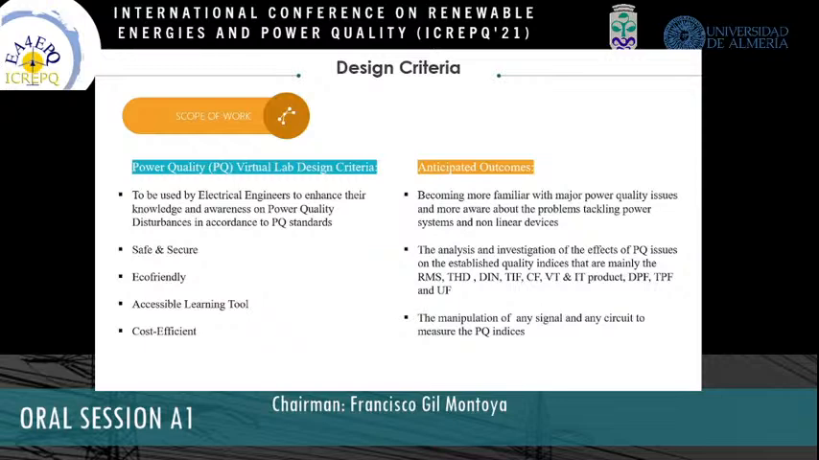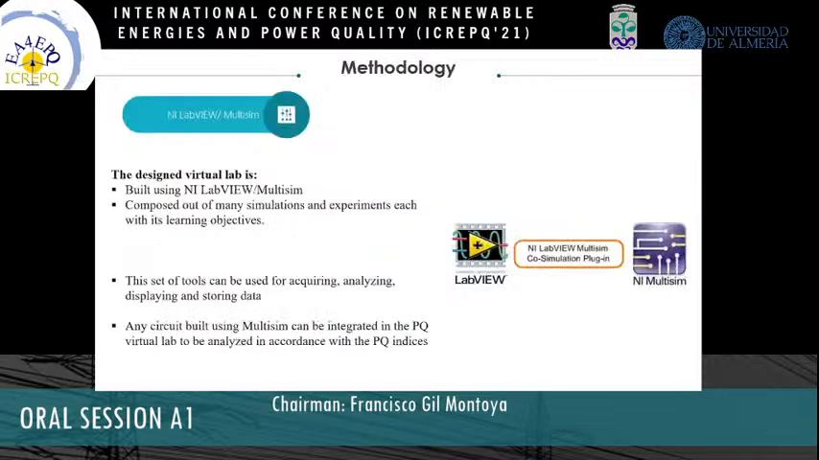This virtual lab is built using LabVIEW and Multisim and is composed of many simulations and experiments, each with its learning objectives. LabVIEW and Multisim are tools that can be used for acquiring, analyzing, displaying, and storing data. Any circuit built using Multisim can be integrated in the Power Quality Virtual Lab to be analyzed in accordance with the power quality indices.